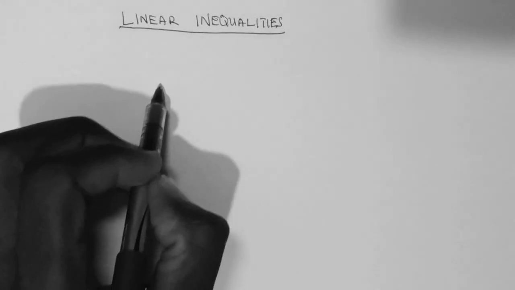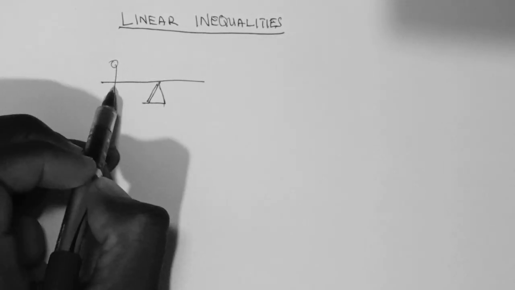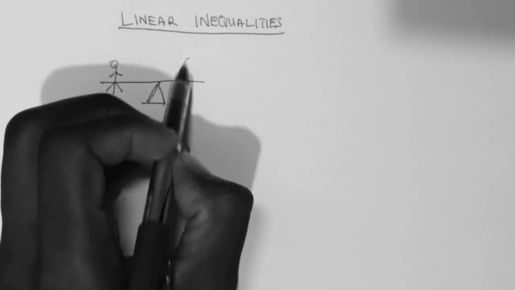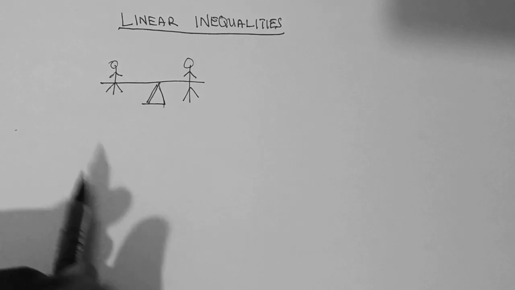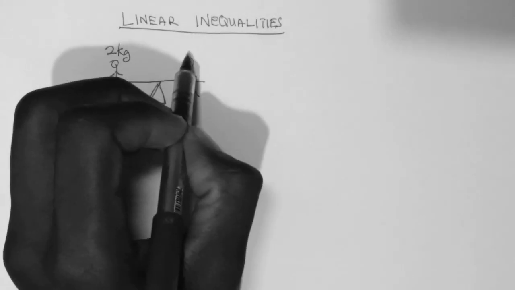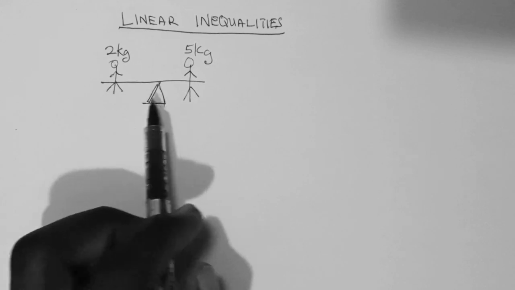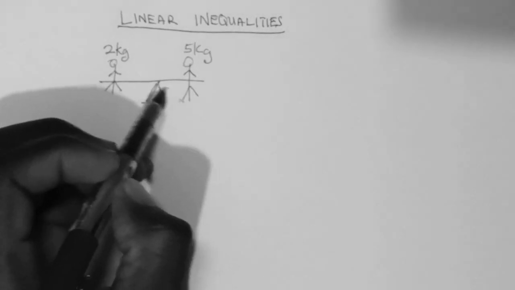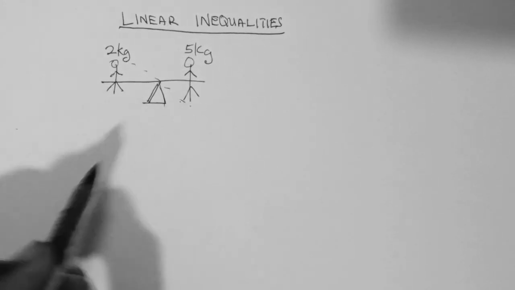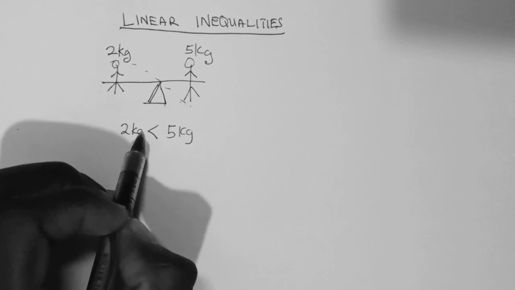In this video, we are going to talk about linear inequalities and also absolute value problems. Let's assume that we have a seesaw that has two people sitting at equal distance on opposite ends of the seesaw. Let's assume this one is 2 kilograms and this one is 5 kilograms. What would be the side at which the seesaw will tilt towards? You see that the seesaw will tilt towards the 5 kilogram person. Why? Because 5 kilograms is greater than 2 kilograms.